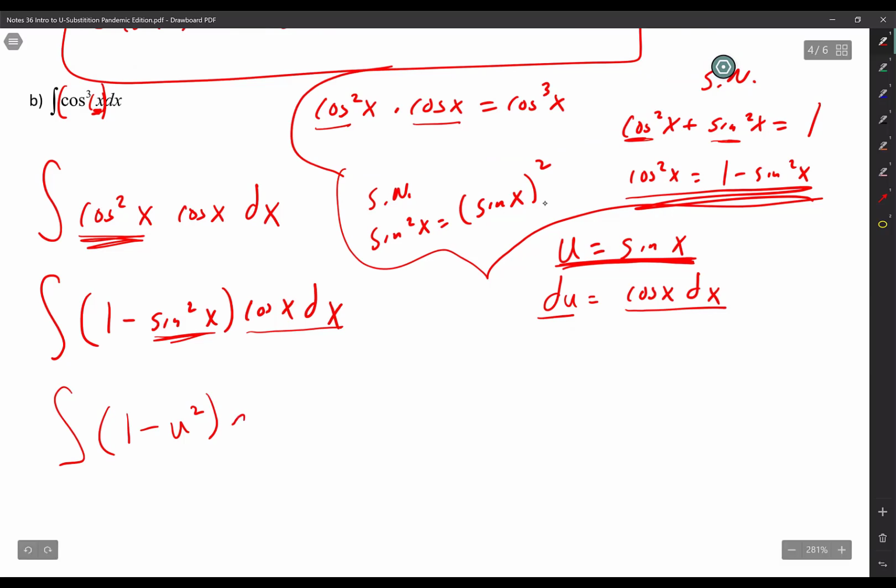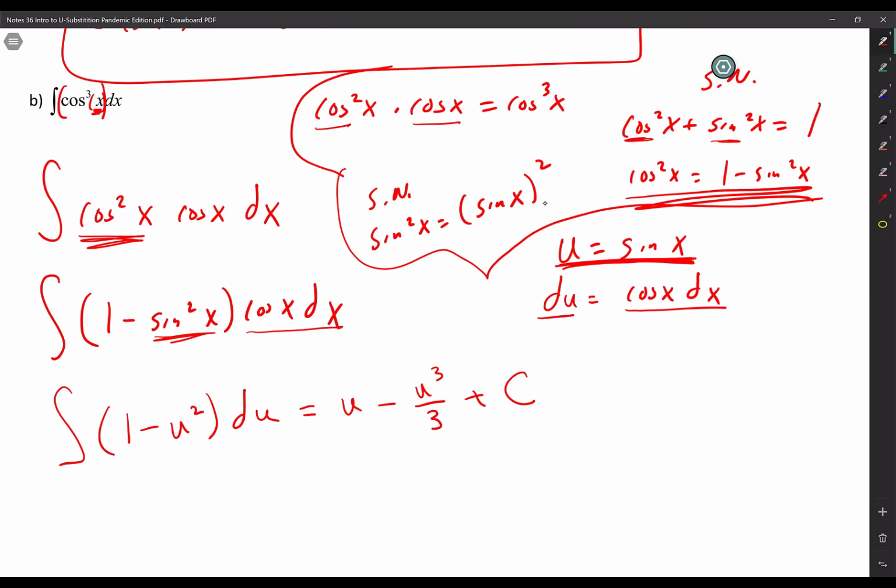Perfect integral. It even has the parentheses and times du, perfectly the way we want it. Antiderivative of 1 is, we're doing it with respect to, well, it would have been x, but I'm doing it with respect to what letter? So we're going to write u minus, what's the antiderivative of u squared? Perfect. u cubed over 3 plus c.